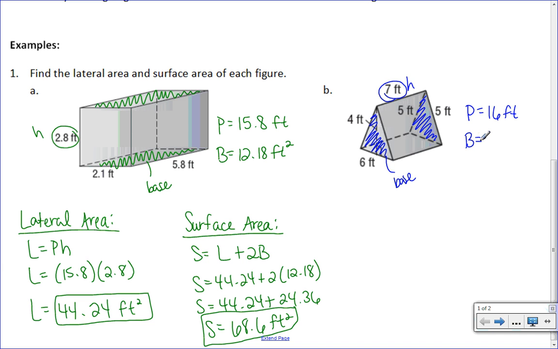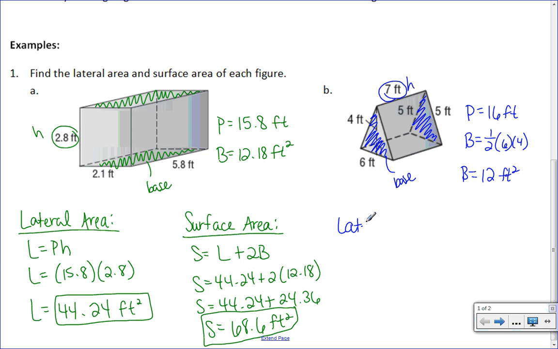Now let's find the area of the base. So remember, this is a triangle, so we want to do 1/2 base times height. The base of the triangle is 6, and the height of the triangle is 4. So 0.5 times 6 times 4. And that should give you 12 square feet. Okay, so now we have P, we have B, we have H. We're ready to start using some formulas.